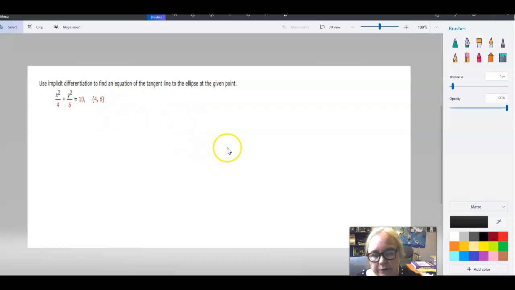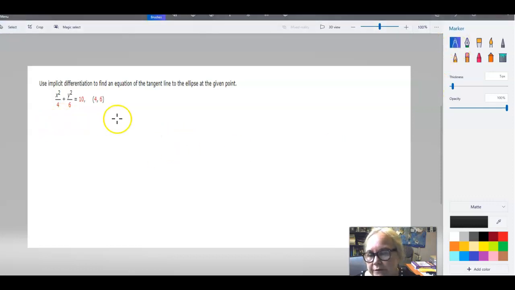Another student is asking about the practice midterm exam, and this is about using implicit differentiation to find an equation of the tangent line to this curve at the point (4, 6). How can we do it?